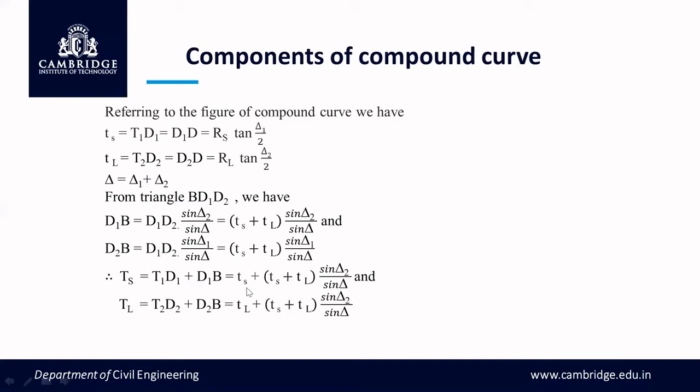ts plus (ts plus tL) times sin(delta 2) / sin(delta), and capital TL is equal to T2D2 plus D2B, which is equal to tL plus (ts plus tL) times sin(delta 1) / sin(delta).